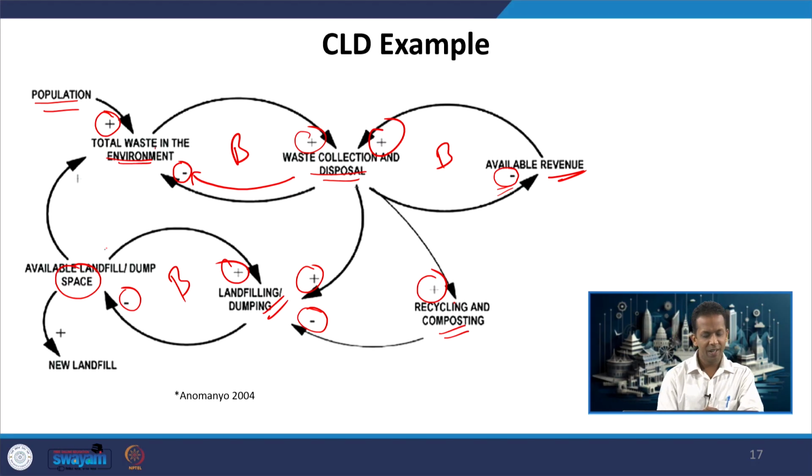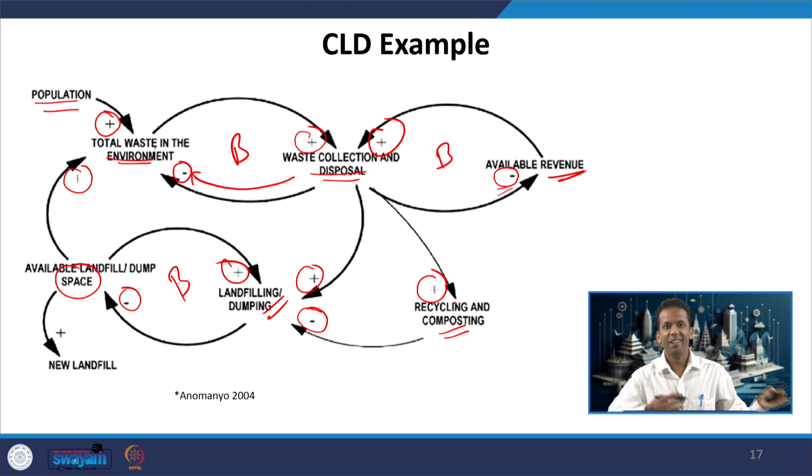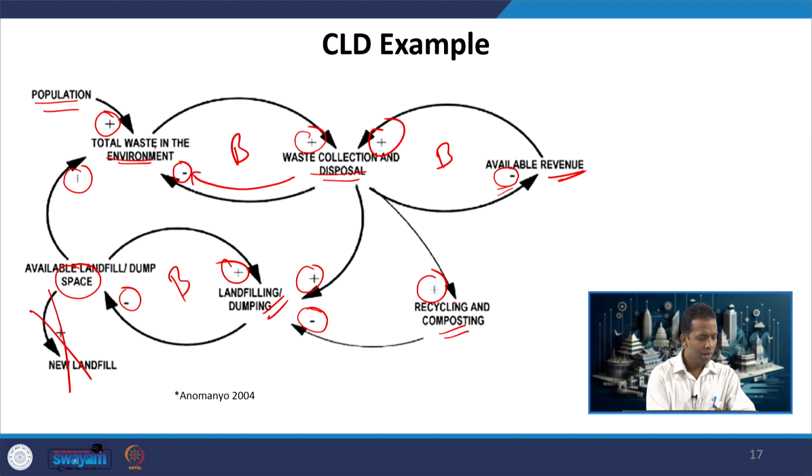Now, if this space is there, that will also lead to total waste increase, because we know that there is enough space for landfill. So, we can have more waste, and if this available space for landfill is higher, it will lead to more total waste in the environment. So, I hope with this example it is clear how to draw a causal loop diagram and we can point out the loops. This you can just strike off for a while before making it complicated. I think this sort of covers it, and as you can see, most of the loops are balancing loops.